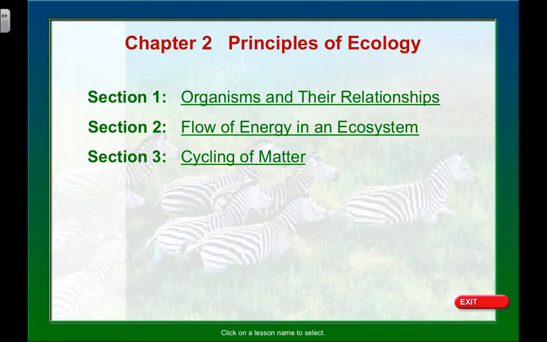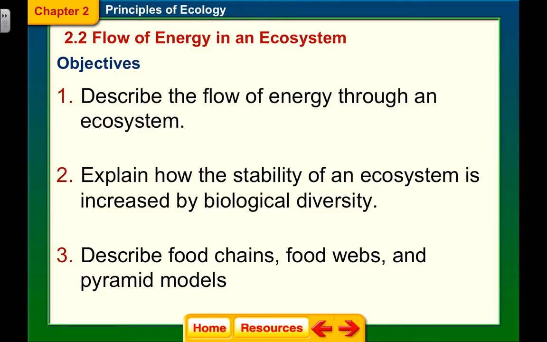So we're on section 2 of chapter 2, the flow of energy in an ecosystem in Principles of Ecology. These are some ecology basics. So the objectives here are to be able to describe how energy flows through an ecosystem. And number 2, explain how the stability of an ecosystem is increased by biological diversity. The more different types of animals there are, the better off an ecosystem is.